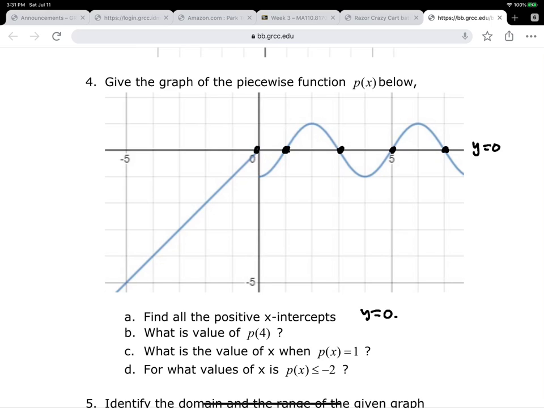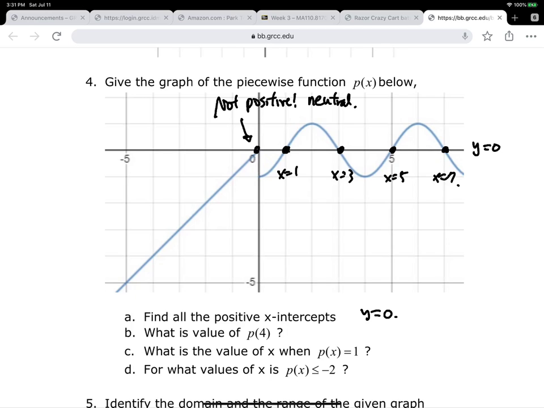Okay, now be very careful. 0 is not positive. 0 is neutral. So the only positive x-intercepts we have are x equal to 1, x equal to 3, x equal to 5, and x equal to 7.